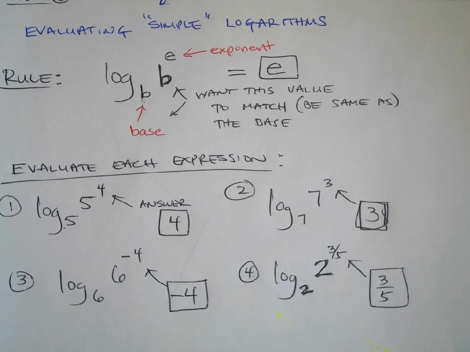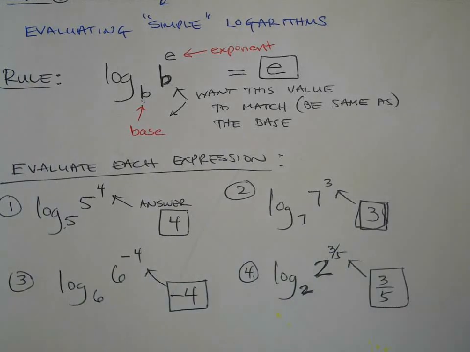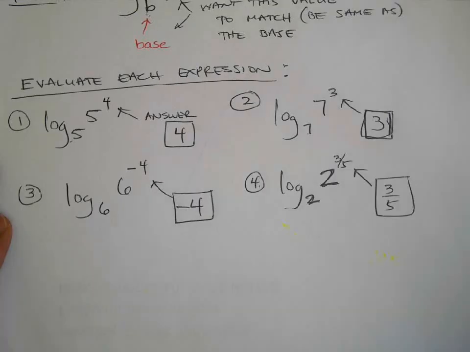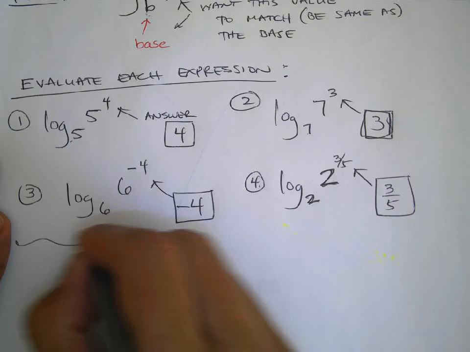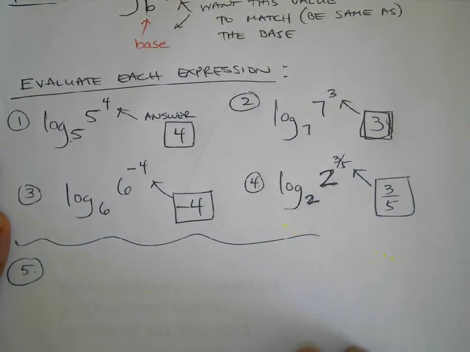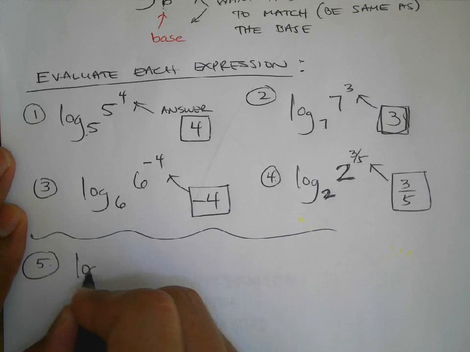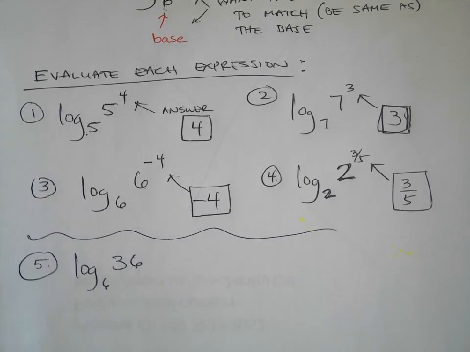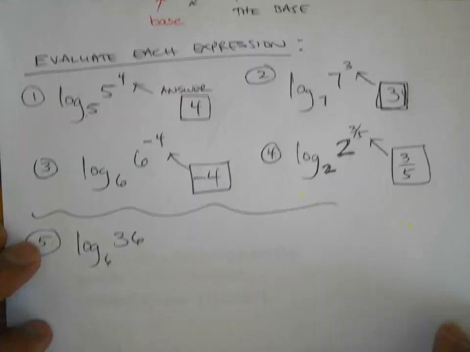All right, now you're going to see the ones that don't match. Okay, they don't match. Your job is to make them match. And again, it's all about bases and exponents. Here we go. Number 5. What if I have log base 6 of 36? They don't match.